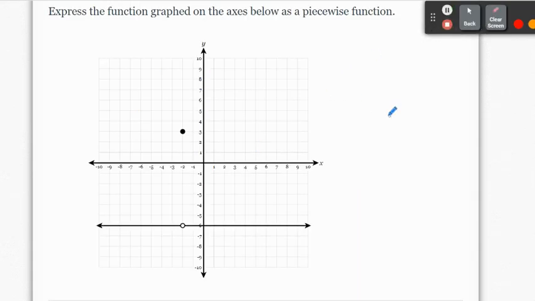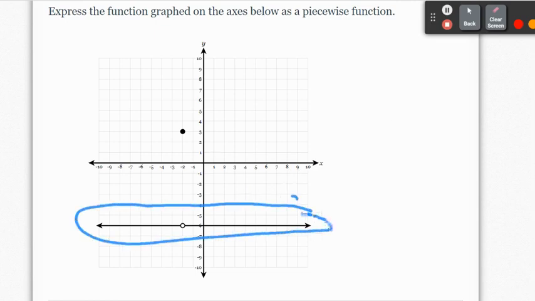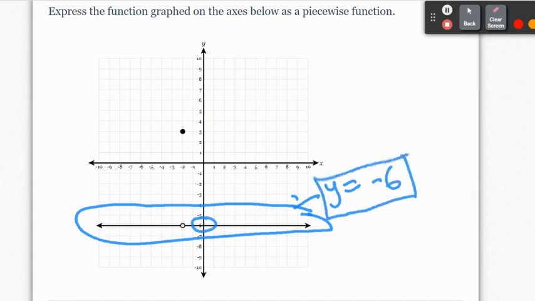All right, on this one, we have only two pieces. There is a horizontal line down here. Anytime you have a horizontal line, it's defined to be y equals whatever value it would cross at the y-axis if it crossed it, and this one does cross at -6. So -6 is the constant definition of that horizontal line.